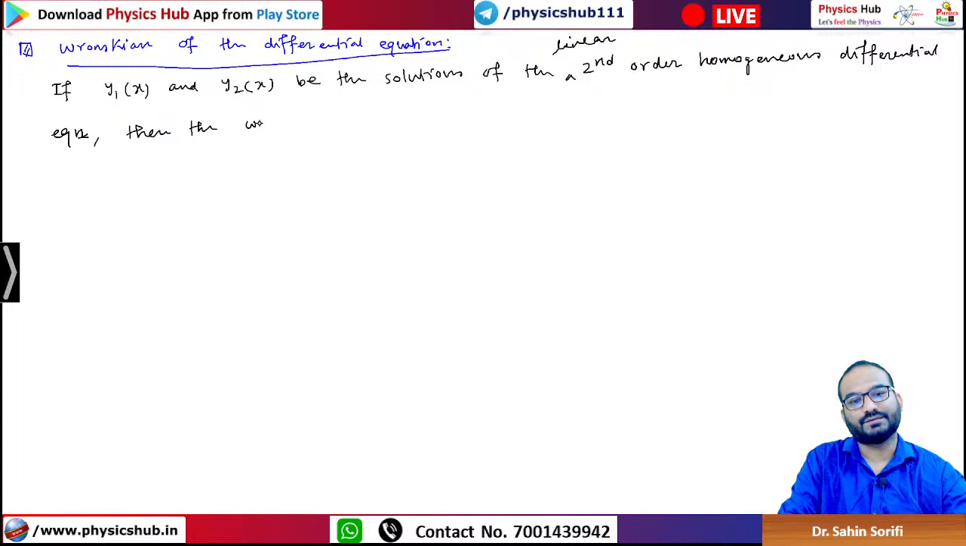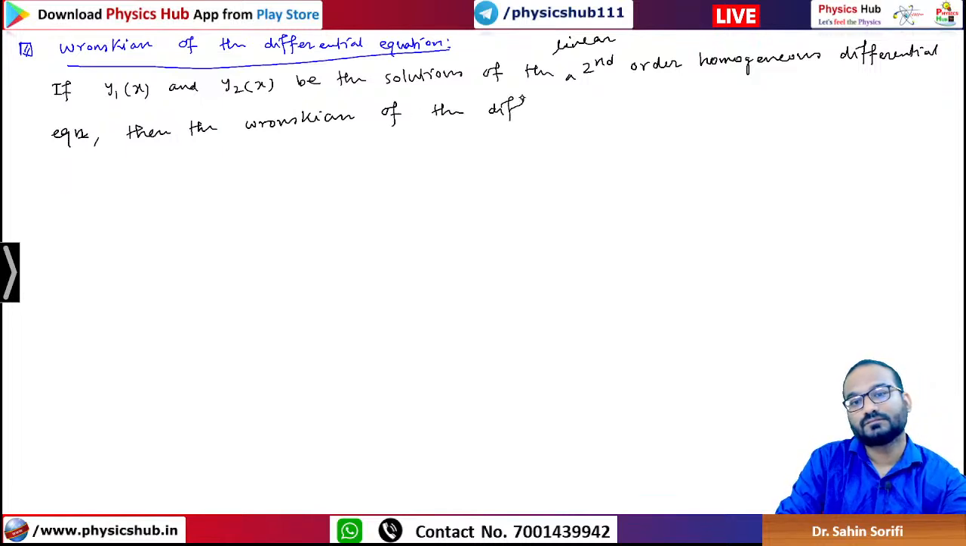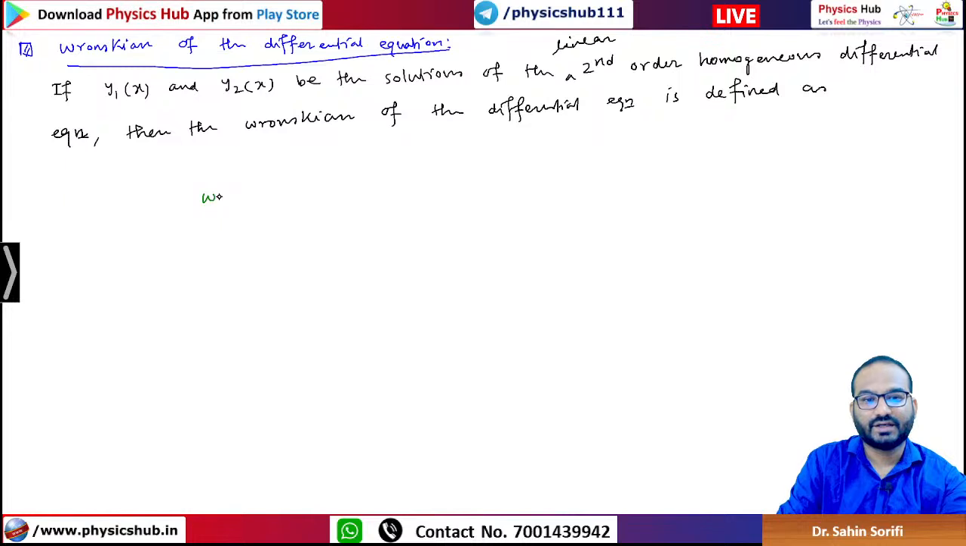The Wronskian of the differential equation is defined as, very simple. How do you define it? Wronskian is a function of y1, y2, x. So in general, we write Wronskian as a function of x.